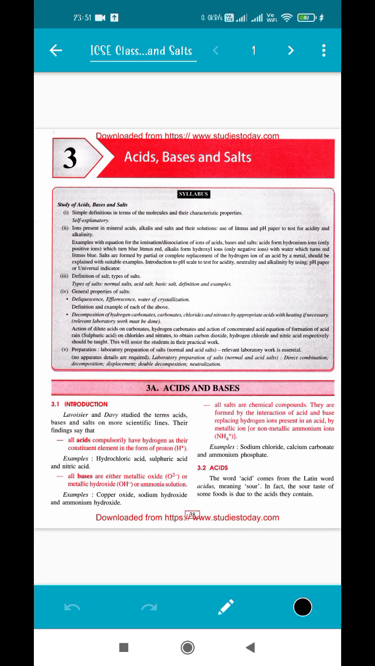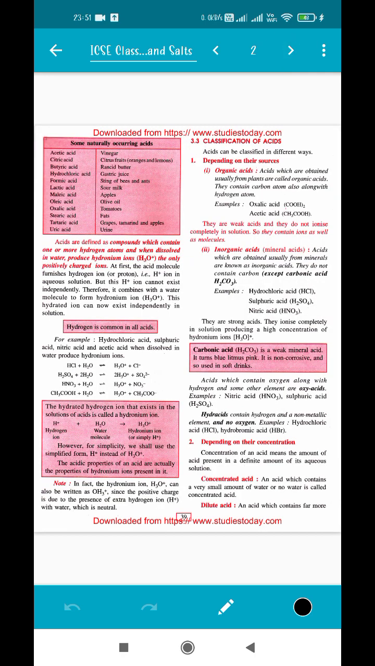So whenever an acid is dissolved in water, it will always release hydronium ions. Using a litmus paper, we can test for these hydronium ions, and hence we can say that this is an acid. So let's see acids in detail. Acids are defined as compounds which contain one or more hydrogen atoms and, when dissolved in water, produce hydronium ions as the only positively charged ions.